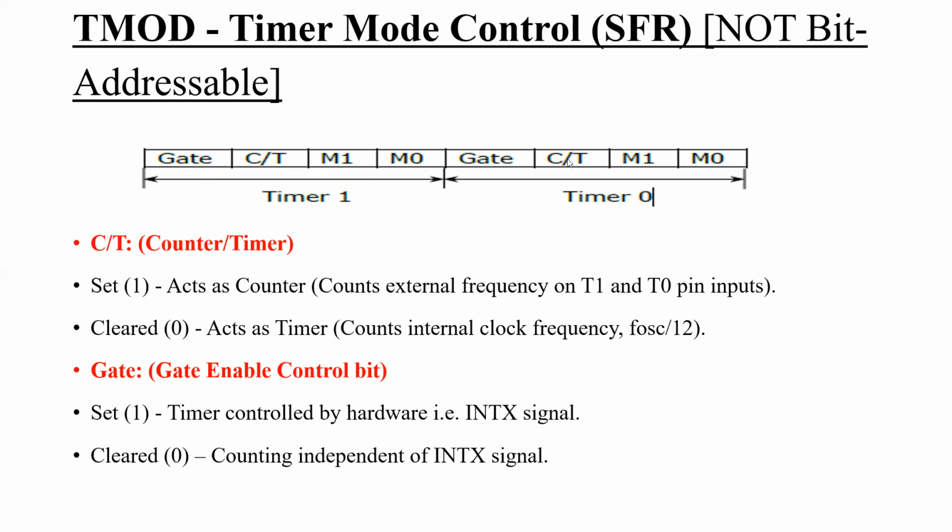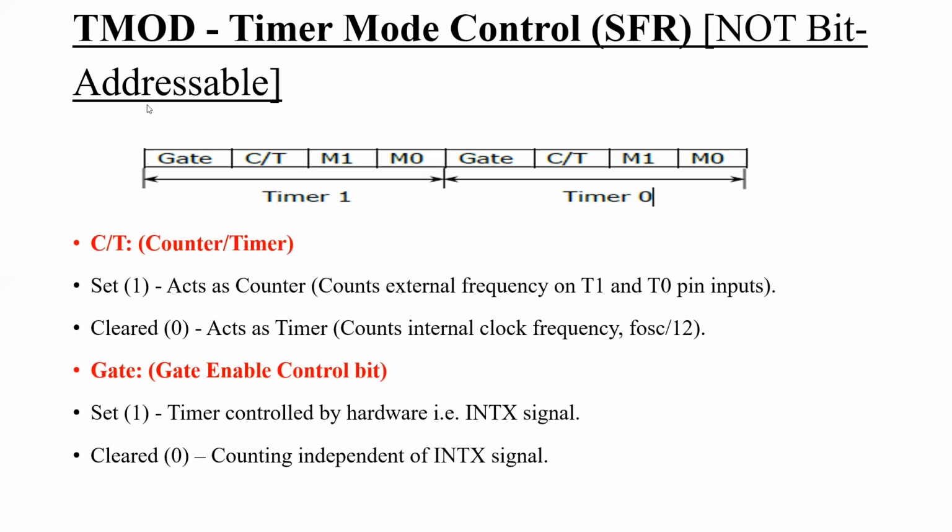So it is in timer mode. For timer mode, C bar T should be 0, to set it as a timer, which means we are giving the internal clock f oscillator by 12 as the clock frequency. So this also should be 0, this is 0 and this is 1. And GATE is to enable the hardware control. If we want to operate the timer using a switch as hardware control, that is using the interrupt pins INT0 or INT1.